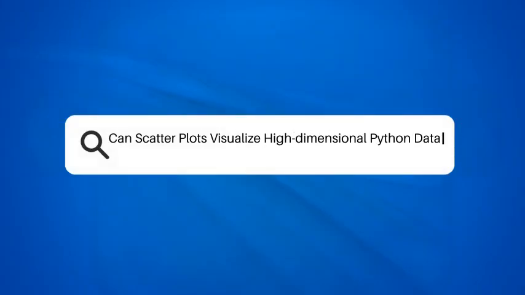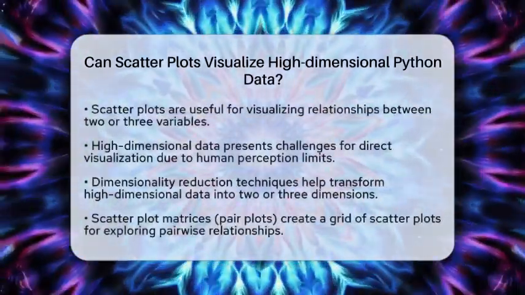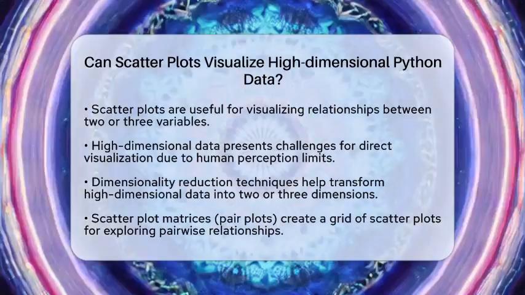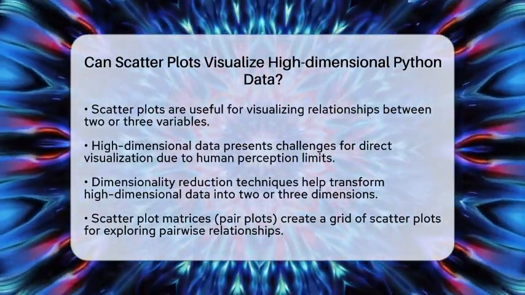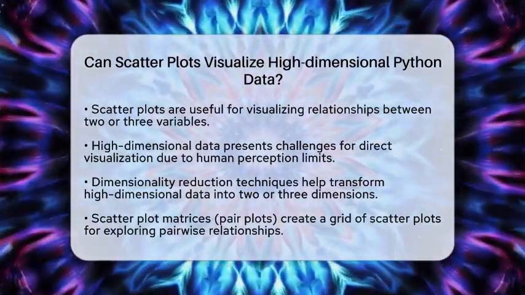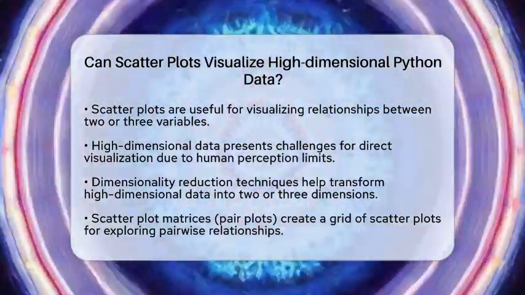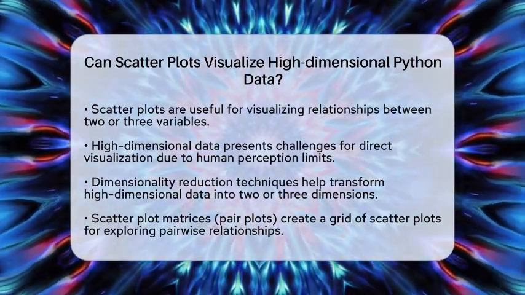Can scatterplots visualize high-dimensional Python data? Have you ever wondered how to visualize complex data with many features? Scatterplots are a popular choice for showing relationships between 2 or 3 variables. But what happens when you have high-dimensional data, which means data with many features? This is where things get a bit tricky.